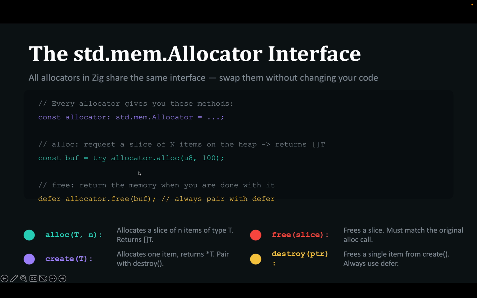Firstly, alloc. It requests 100 bytes of heap memory. The first argument is the type, and u8 means bytes here, and the second is the count. It returns a u8 slice on success or an out of memory error on failure. Because it can fail, that's why we use try. Similarly, defer returns the memory when the function is done. Notice, as I told you, we are using defer. We write the cleanup right next to the allocation so we never accidentally forget it. This is the Zig way of memory management.